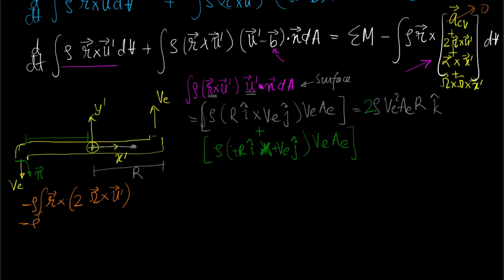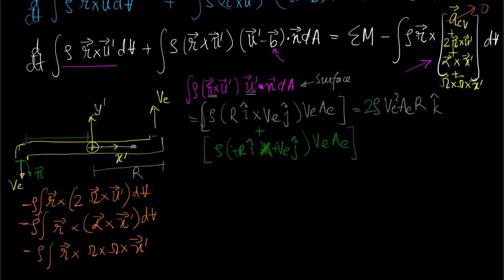We're going to have minus rho integral r cross alpha cross x prime dV, and lastly minus rho r cross omega cross omega cross x prime dV. Now remember that all these integrations are over the control volumes, not over surfaces. So at a given location r, what do we have? Let us evaluate the first term.